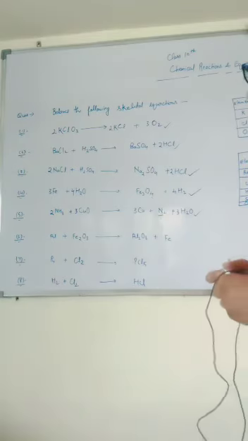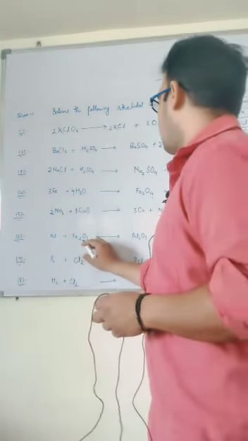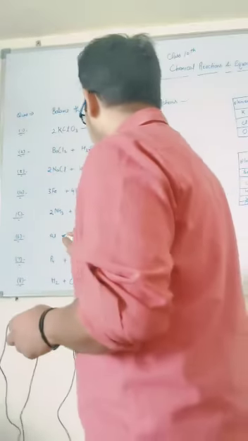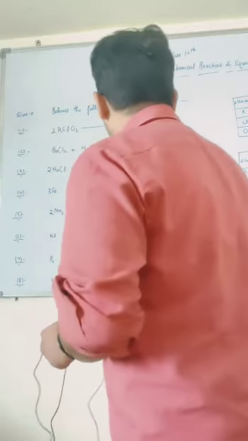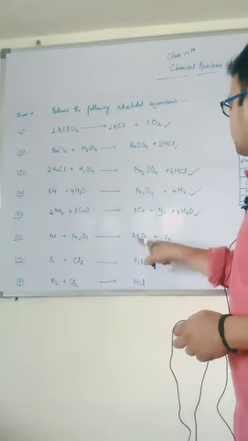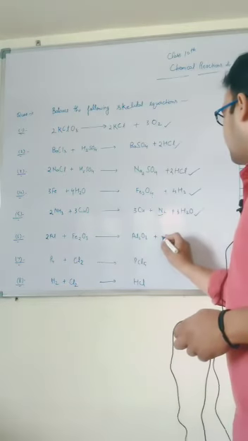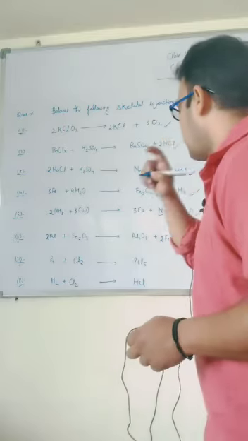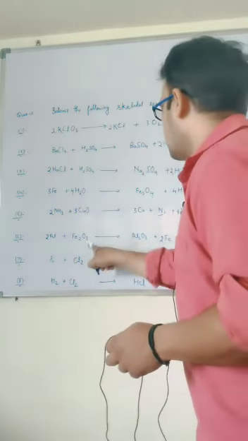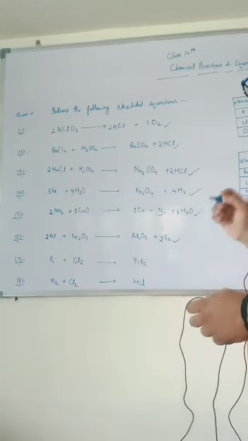Now take the sixth equation: aluminium plus ferrous oxide gives aluminium oxide plus iron. Now multiply aluminium. Here on the product side, aluminium has 2 atoms, so we have to multiply it by 2, and iron is multiplied by 2, because here our iron has 2 atoms. Oxygen already has 3 atoms, so oxygen is already balanced. Now the equation is completely balanced.